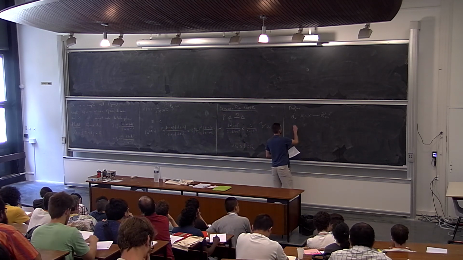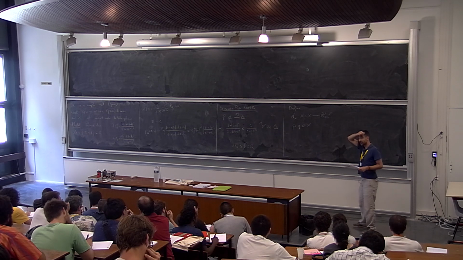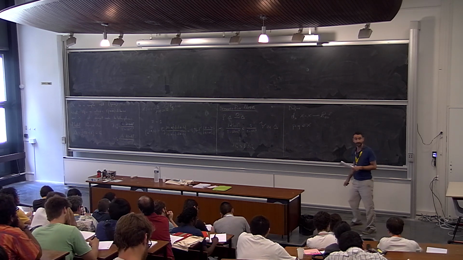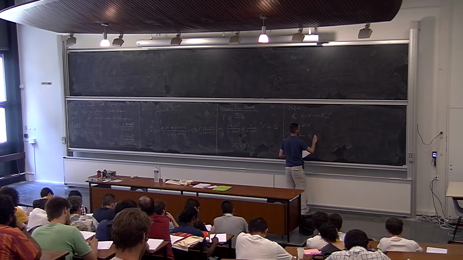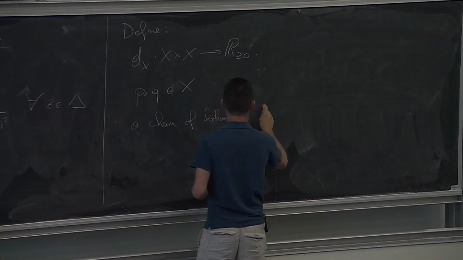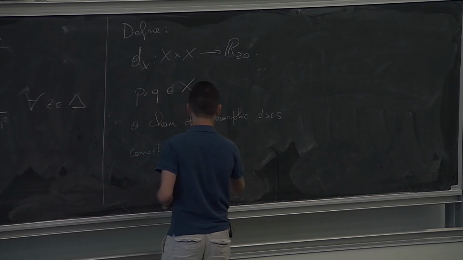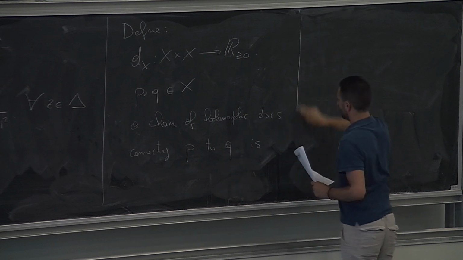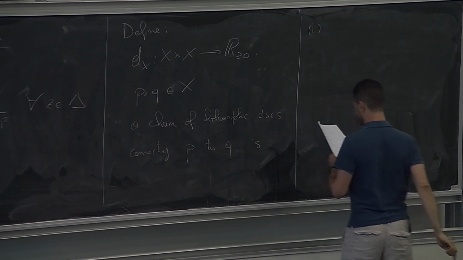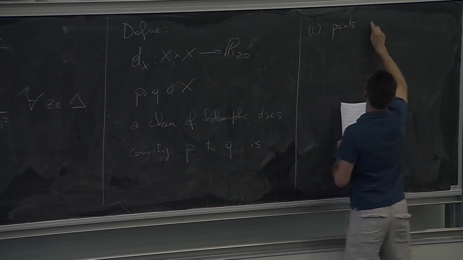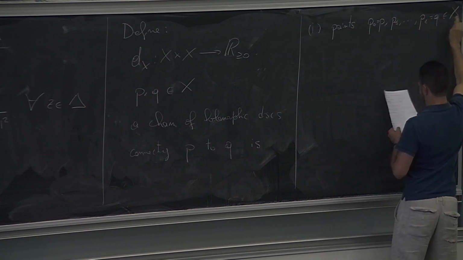Okay, so now take P and Q, points in X. Okay. And I define for you an object which is called a chain of holomorphic disks connecting P to Q. Okay? So, a chain of holomorphic disks connecting P to Q is the following data. 1, points P0 equal to P, P1, up to Pk equal to Q in X.